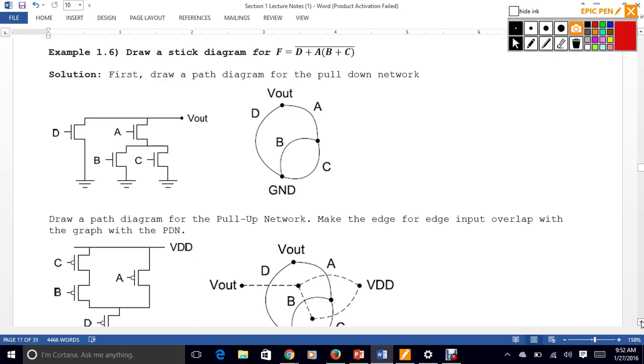All right, so for the pull-down network, you want to have it going from ground to the output. So in this case, you're going to have ground here.